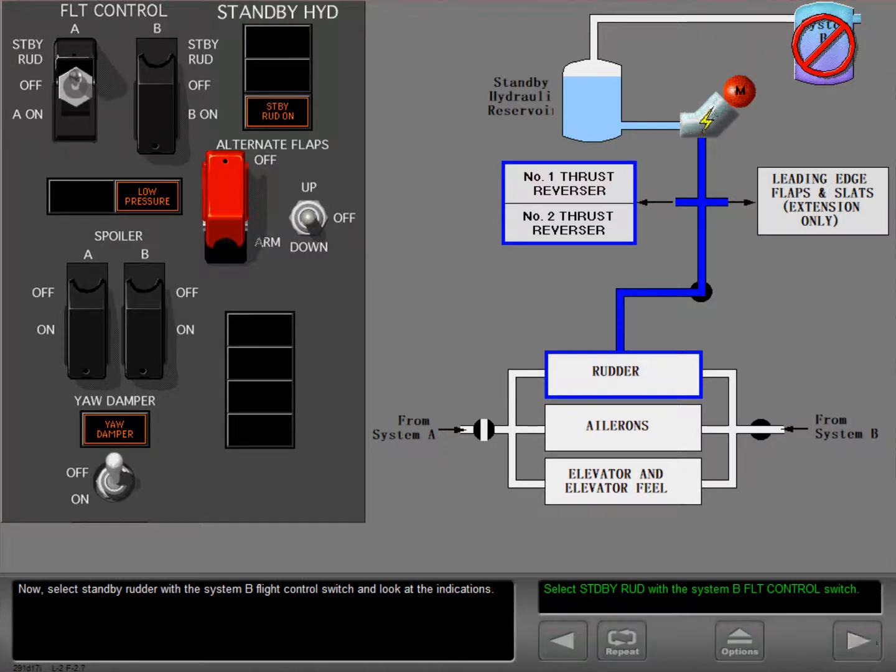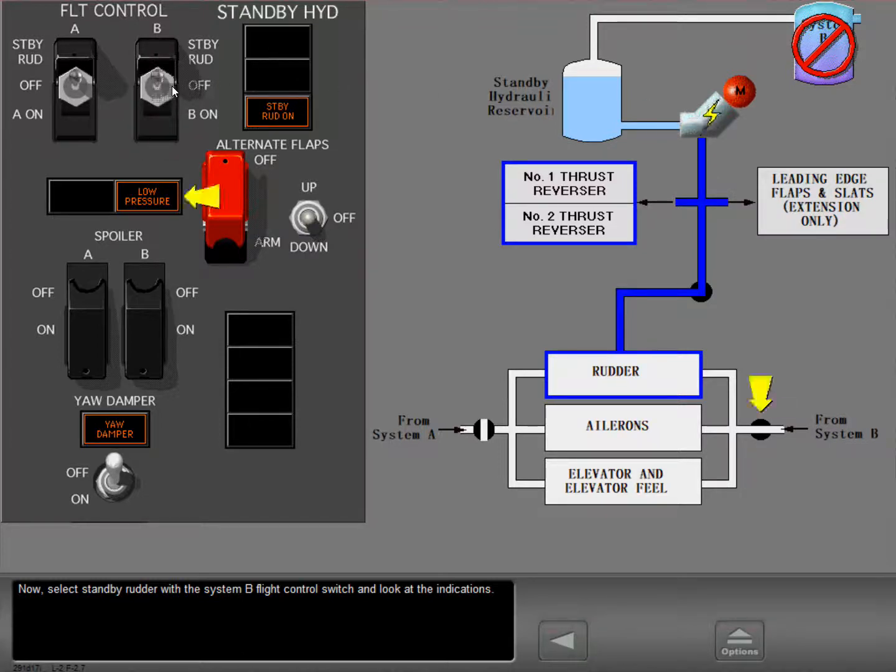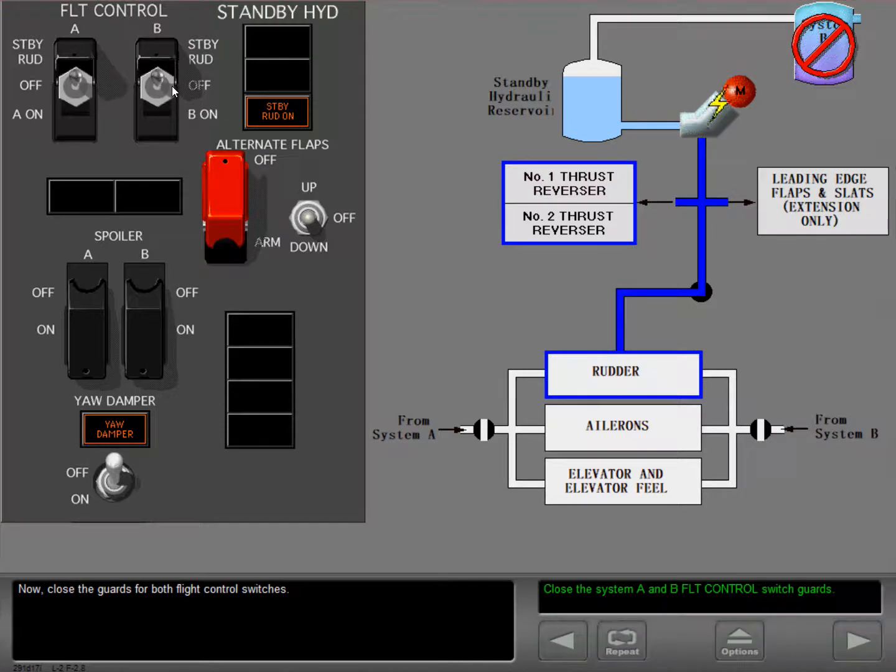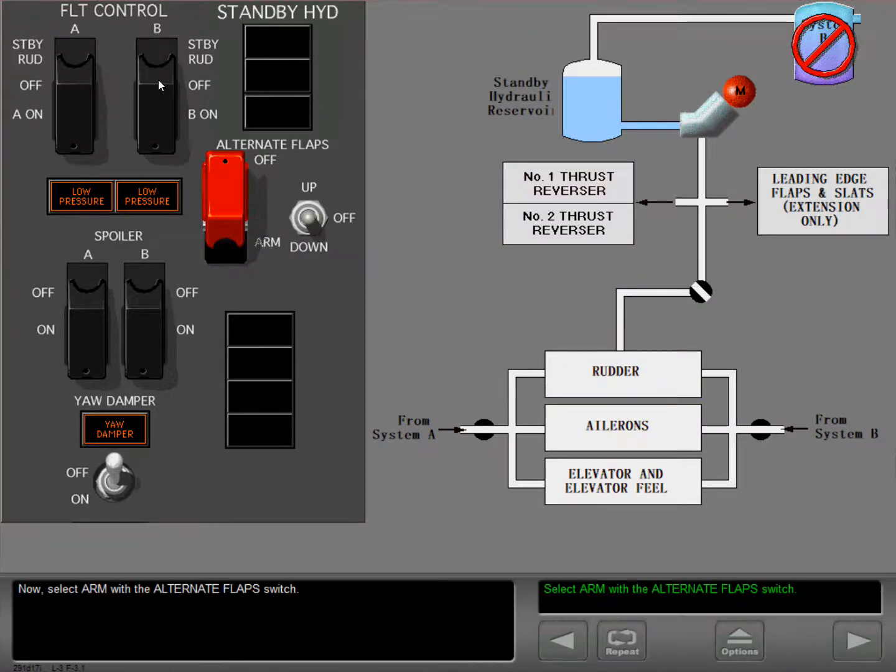Now select Standby Rudder with the System B flight control switch and look at the indications. Now close the guards for both flight control switches. Now select Arm with the alternate flaps switch.